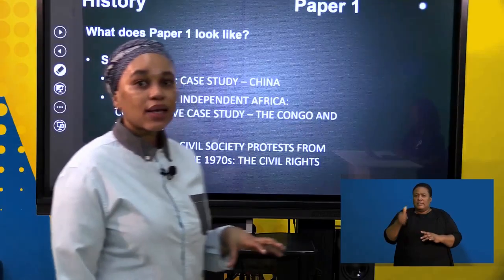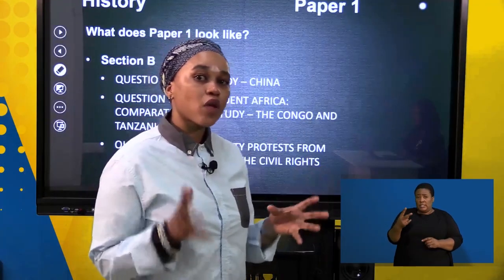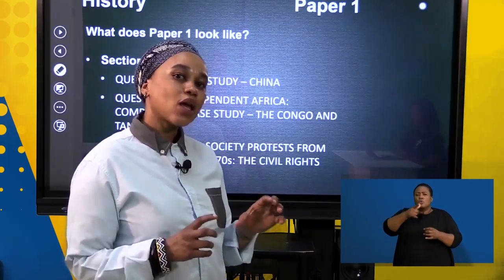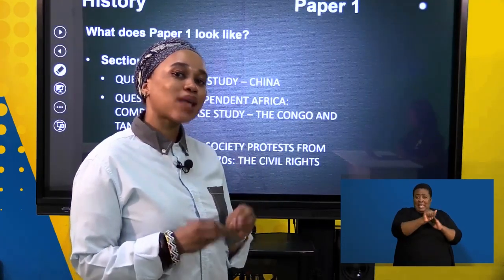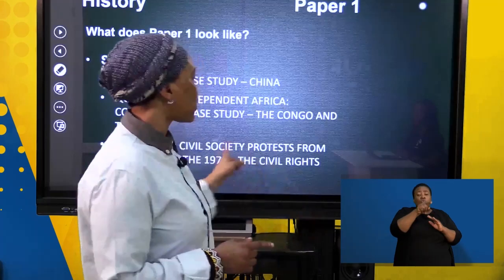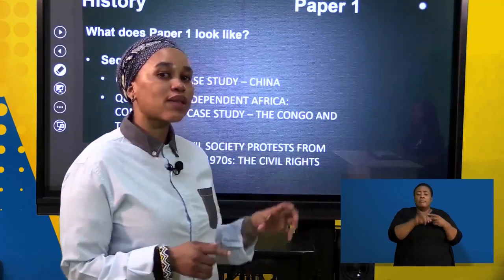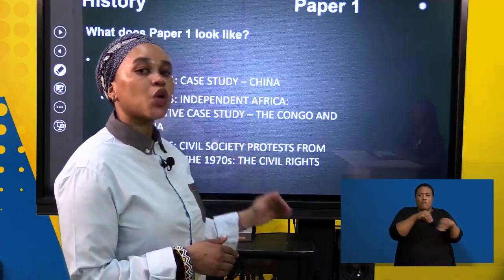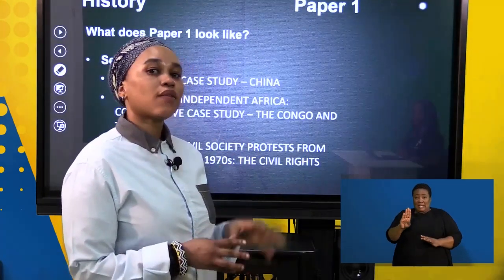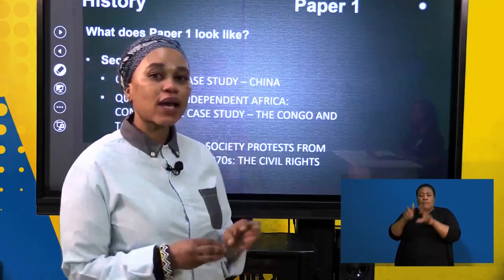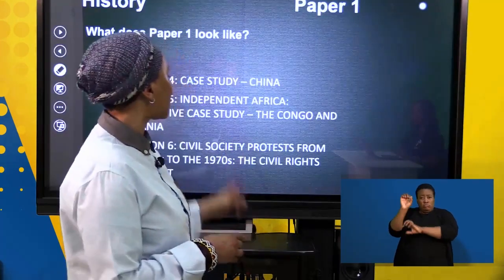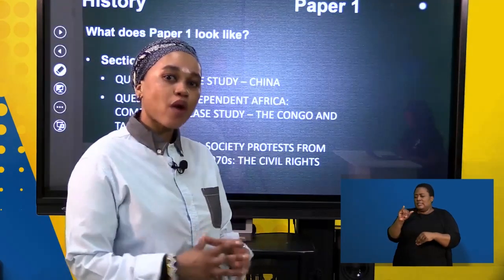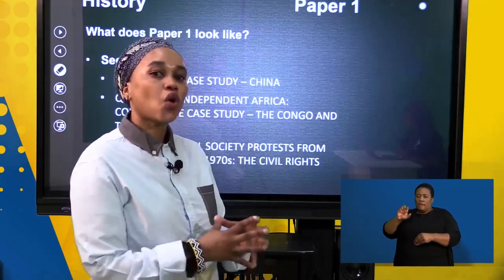So again, guys, as you can see, this is very, very important because remember I told you that for Section A, which is a source-based section, you'll find the civil society protests, but the focus there is the Black Power movement. And then for Section B, which is the essay section, the same topic, civil society protests, the focus there is the civil rights movement. So when you are studying and preparing for your exams, you should know what to expect.